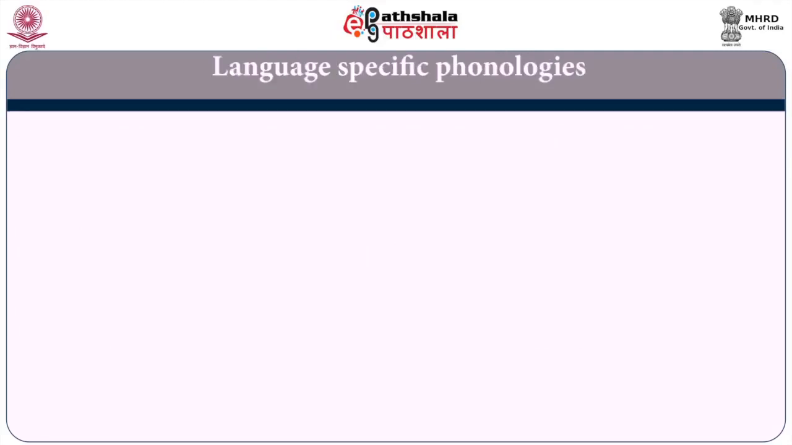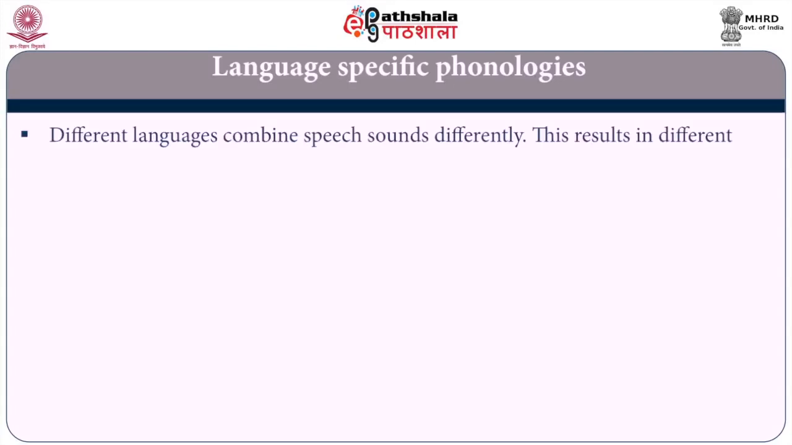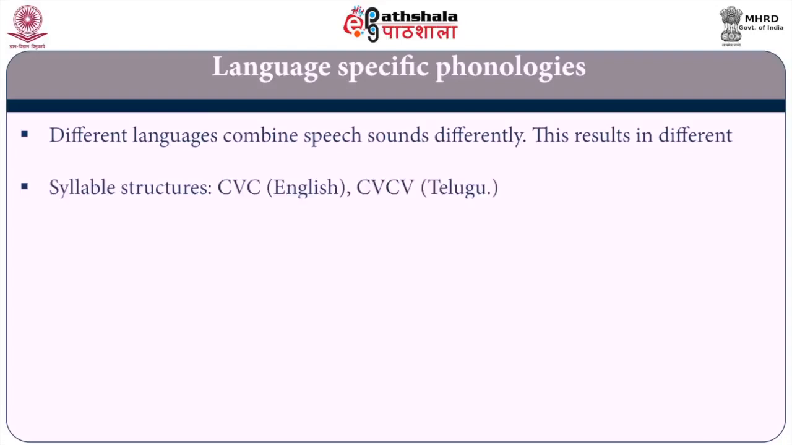Now, in other words, language specific phonologies. When we move away from sound description to combination of sounds and their function in language, we are moving from phonetics to phonology. So different languages combine their speech sounds differently. In English, most words are consonant, vowel, consonant. You have cat, mat, bat, whatever, right? Most words are CVC. If you take Telugu, it will be CV, CV. Gadi, Nadi, Chali, Gali, CV, CV are more common. So that fact is again language specific.